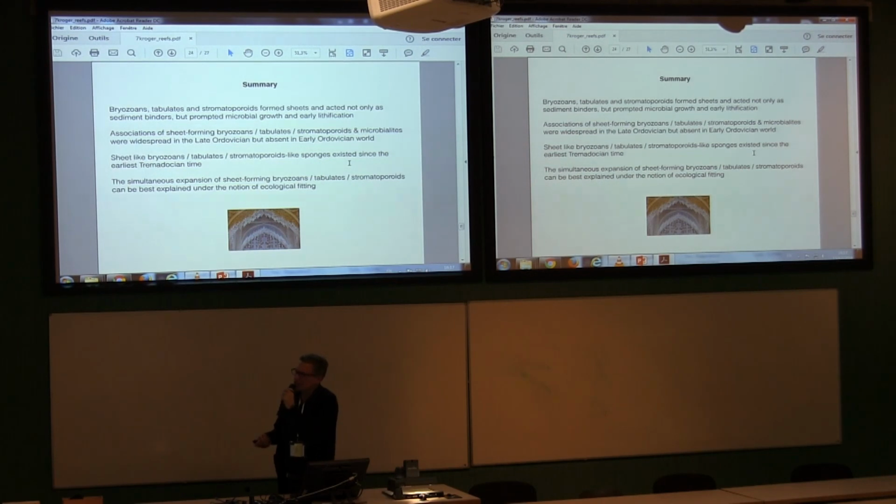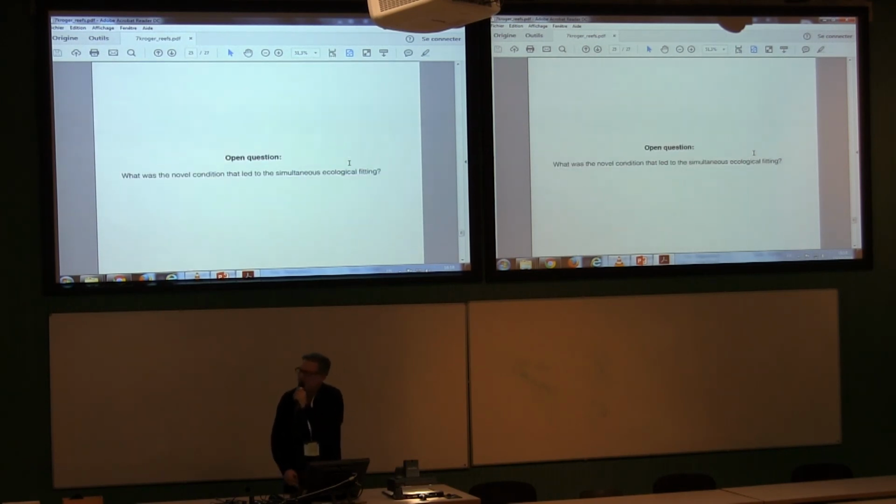And these sheet-like bryozoans, tabulates, and stromatoporoids, like sponges, existed since the earliest Tremadocian time. And this simultaneous expansion of sheet-forming bryozoans, tabulates, and so on can be best explained under the notion of ecological fitting. And the question is now, what was the reason behind that simultaneous ecological fitting? Was it maybe the climate? Was it predation or whatever? And that would be the topic of another talk.